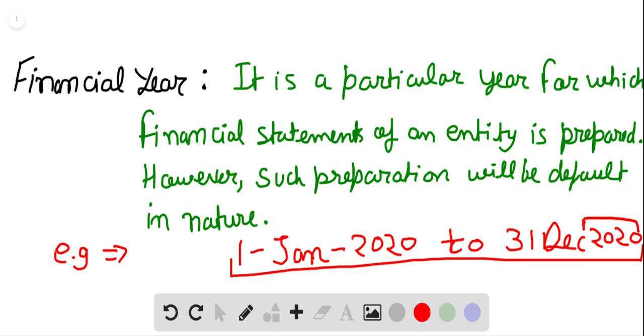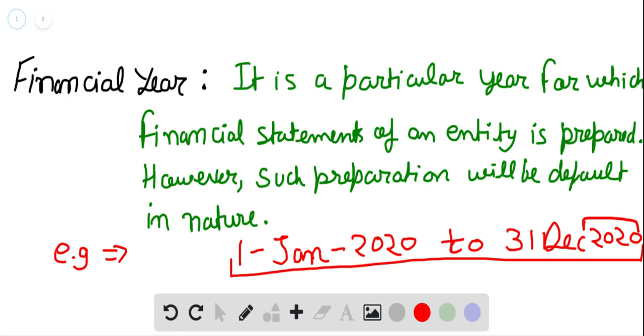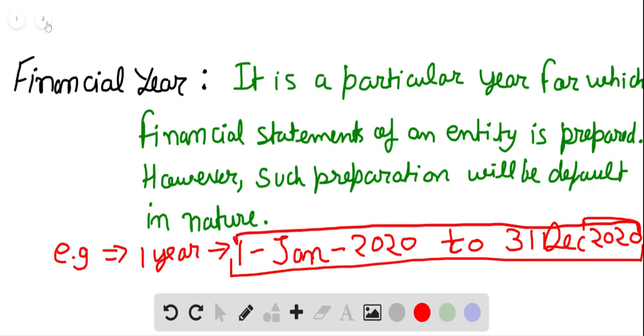However, there are instances where an entity will be required to prepare financial statements for a particular period which is less than full financial year. Previously we talked about 1 year. This is particularly 1 year, okay, this whole period. However, there are instances where entities are required to prepare financial statements for less than 1 year.